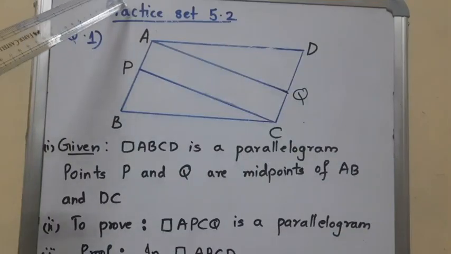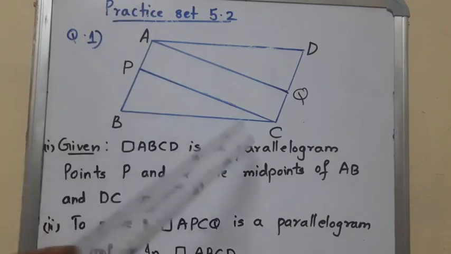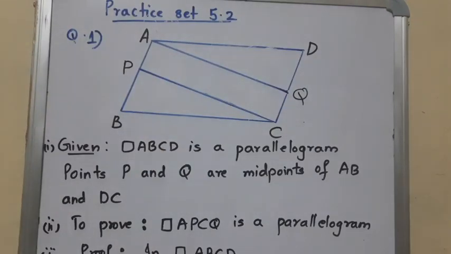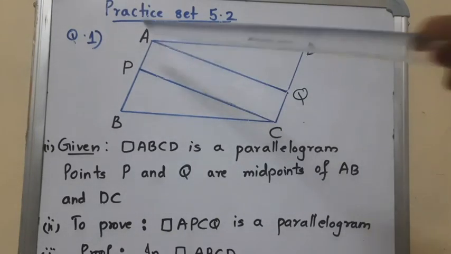To practice at 5.2, question number 1, we have this figure. Quadrilateral ABCD is a parallelogram. We have midpoint of AB as P and midpoint of DC as Q. Now, we have to prove that the quadrilateral APCQ is also a parallelogram.